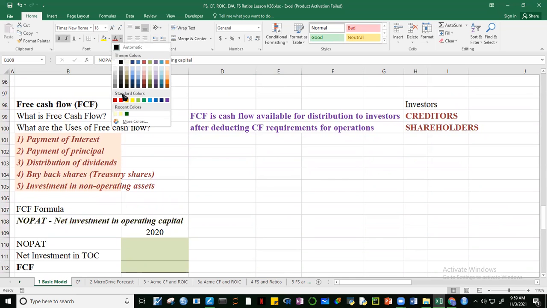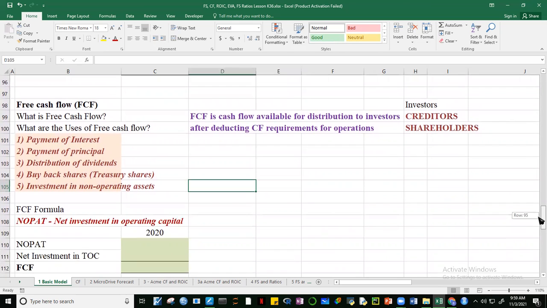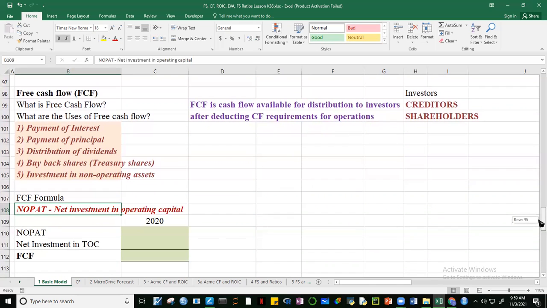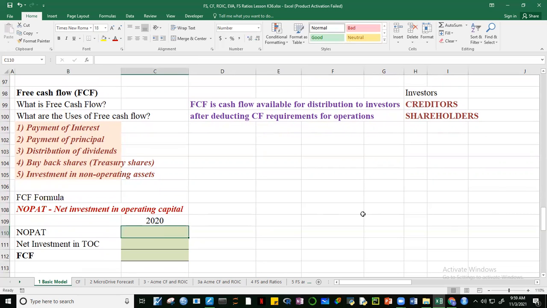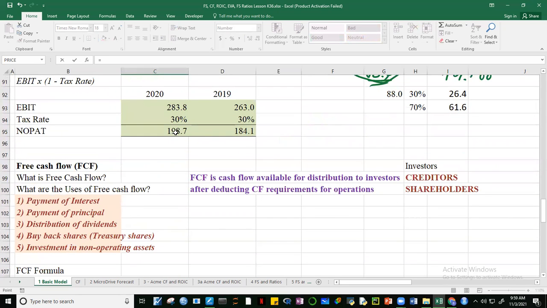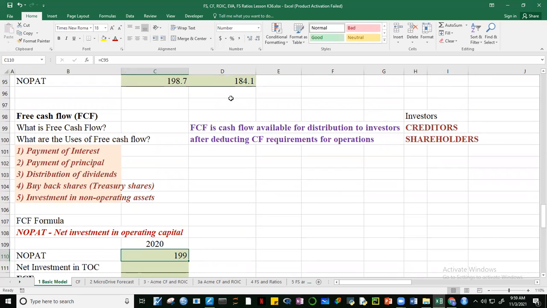Okay, so if we know the NOPAT, and then minus the investment in operating capital, this is consistent with the definition that we placed here. So let's now copy first the NOPAT for 2020. We have that. NOPAT for 2020 is 198.7. We just got that from the computation above.